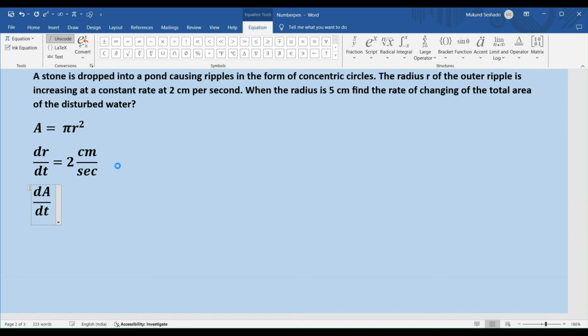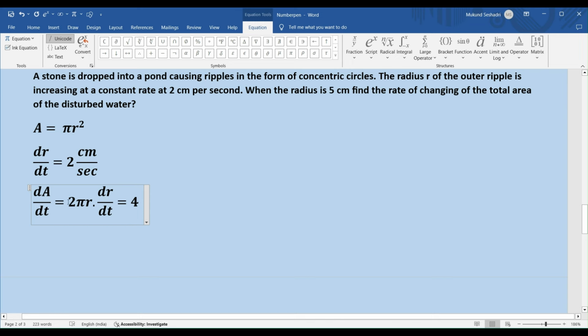And what's your dA by dt? I have the formula as pi r square for the area. So what is this? It's nothing but 2 pi r times dr by dt, right? So dA by dt is nothing but 2 pi r times dr by dt. And what is my dr by dt? It is 2. So I have 4 times pi r. And what we've been asked to find is, at the time when your radius hits 5, what is your rate of change of area? Not too difficult.